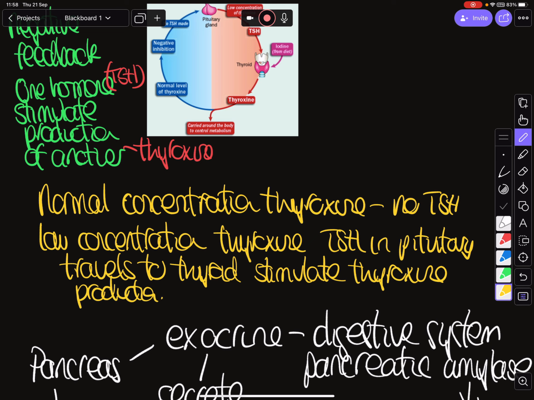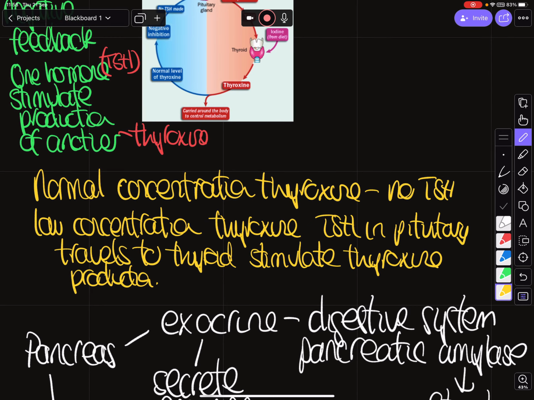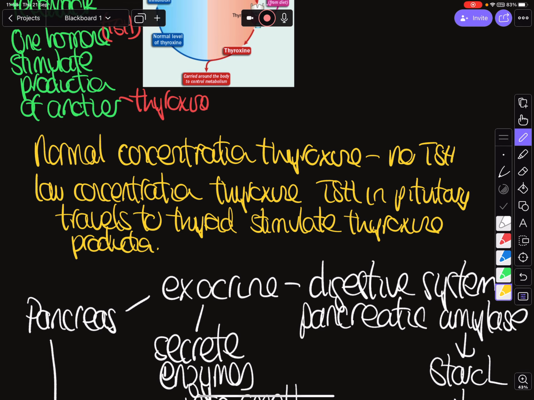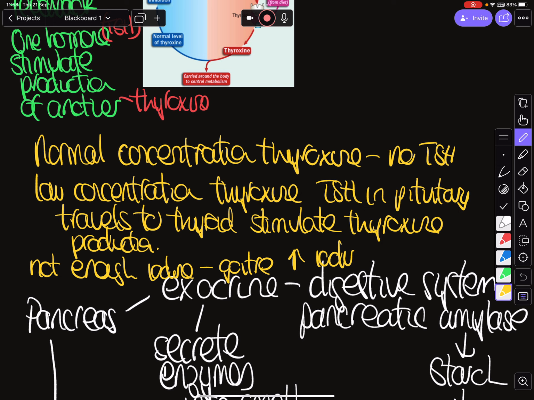Okay. If though you have low levels of thyroxine and you do release the TSH, but there's not enough iodine in your system, we now get the goiter, because your throat will swell up, and you then need to increase the iodine in your diet to solve that problem.